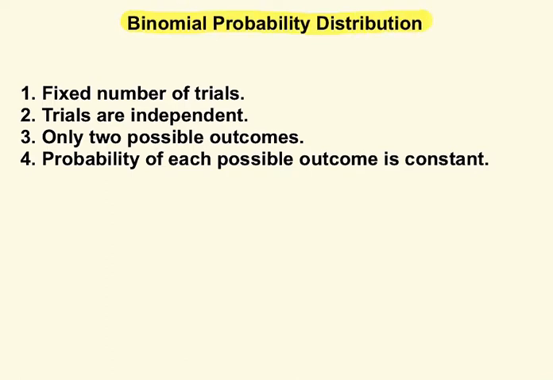The first is that there must be a fixed number of trials, and that means that a procedure will be performed a set number of times, a fixed number of times, and that fixed number of trials, we call that n. N is our fixed number of trials.